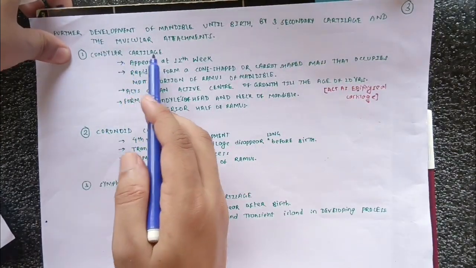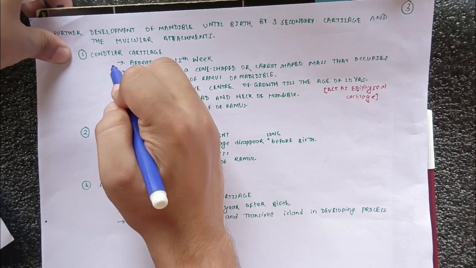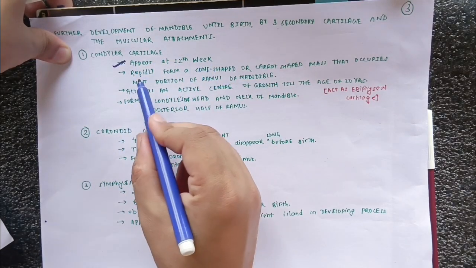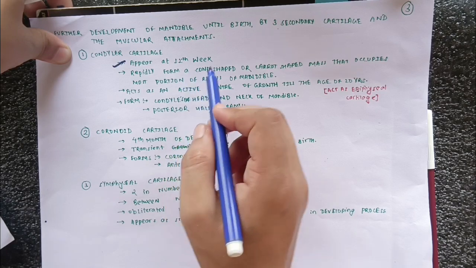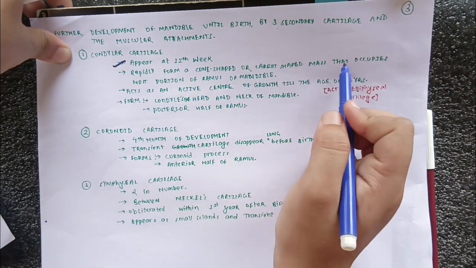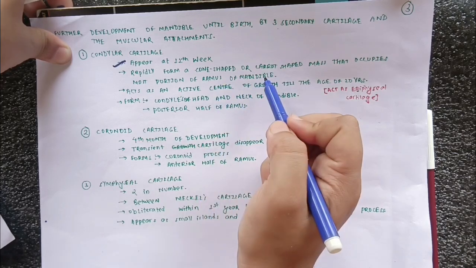First is our condylar cartilage that appears at the 12th week of intrauterine life, and it is formed rapidly from a cone-shaped or carrot-shaped mass that occupies most of the portion of the ramus of the mandible.